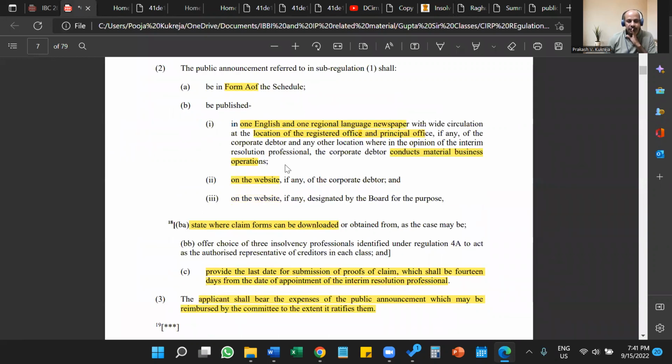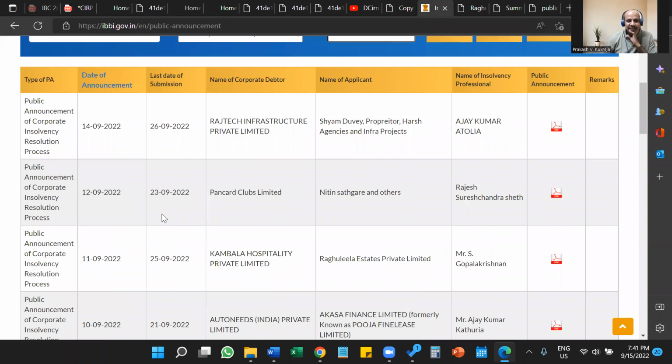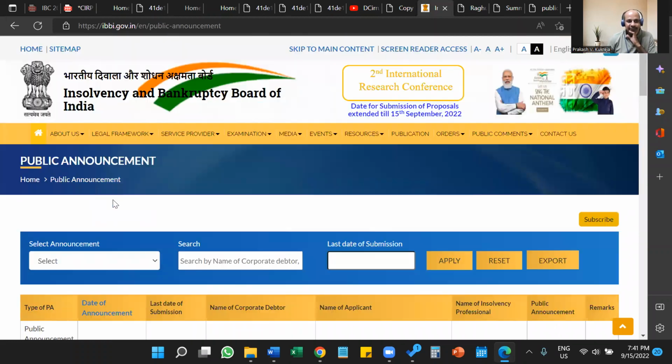Okay. On the website of the corporate debtor, if any, it is done by the board. Now I'll show you one more interesting part here. If you go to the website of IBBI, there is something called public announcement.